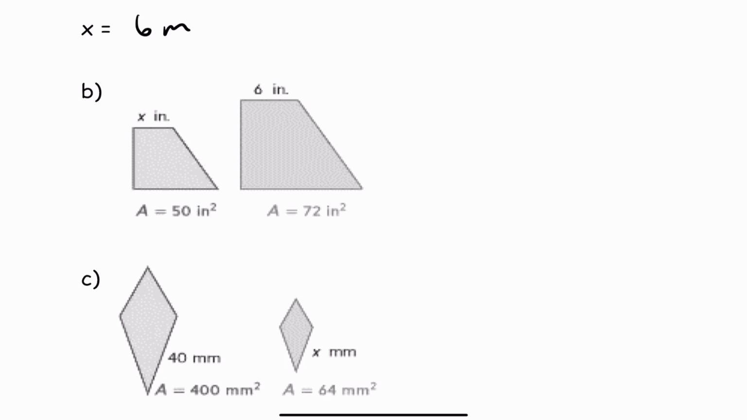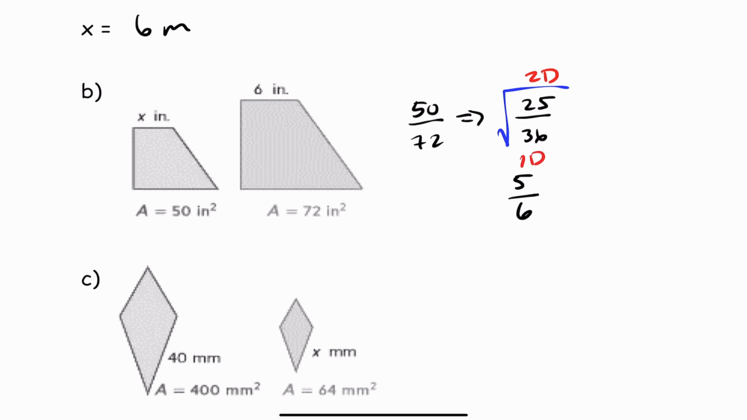Do I have my scale ratio, yes or no? No. What do I have? The ratio of areas, which is 50 over 72. All right, so this is a ratio. I should simplify. What is that going to simplify to? 25 over 36. Is this one-dimensional or two-dimensional? This ratio is two-dimensional, so I should take the square root to figure out my scale ratio. Square root of 25 over 36 is 5 over 6.